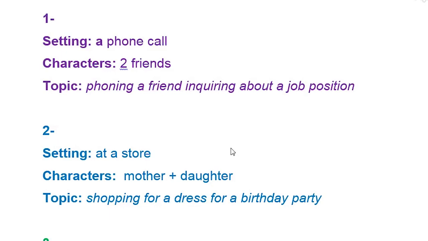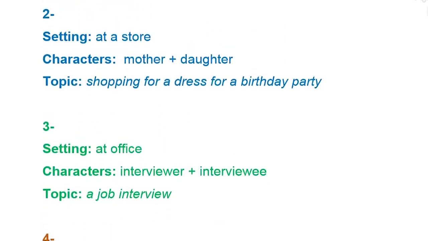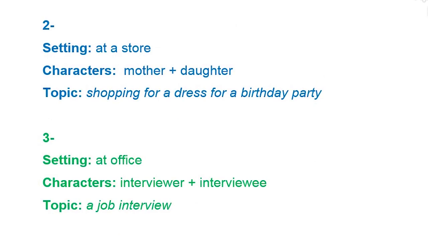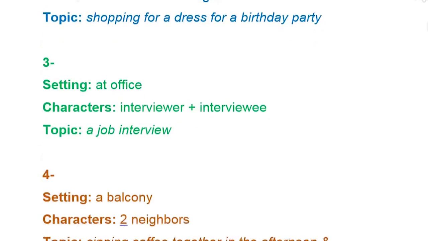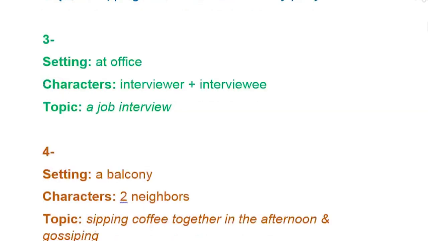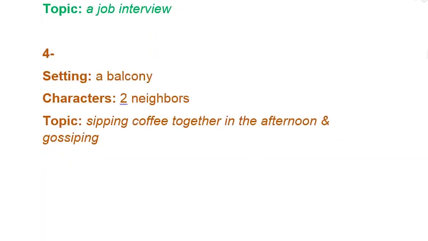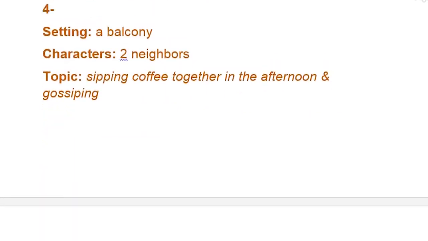The first one, the setting is a phone call between 2 friends and phoning a friend inquiring about a job position. The second one is at a store, a mother and a daughter, and they're shopping for a dress for a birthday party. This one is pretty good actually. The third one is more practical, an interviewer with an interviewee, and the topic is obviously a job interview. The fourth one is my favorite, and I feel shameful to say that, but I said it anyway.